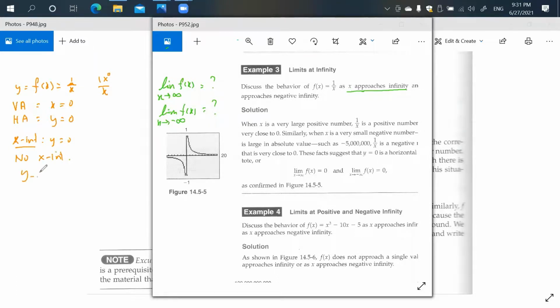How about the y-intercept? The y-intercept means x becomes 0, so 1 over 0 is undefined. So there is no y-intercept either. Then you plot the graph. We have the vertical asymptote x equal to 0, right here, and the horizontal asymptote y equal to 0, right here.